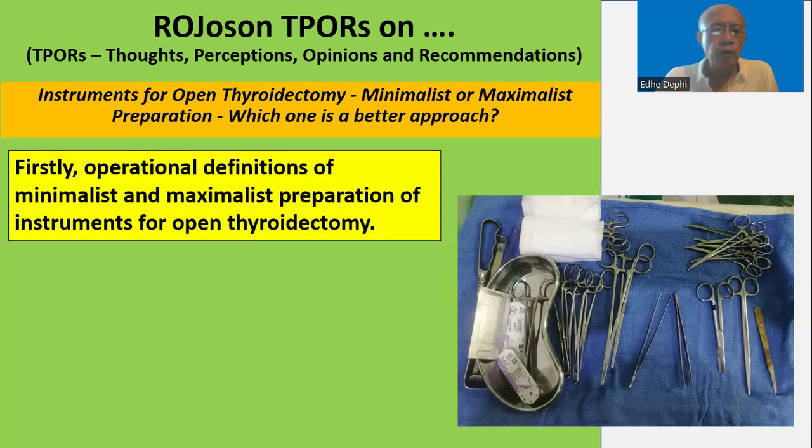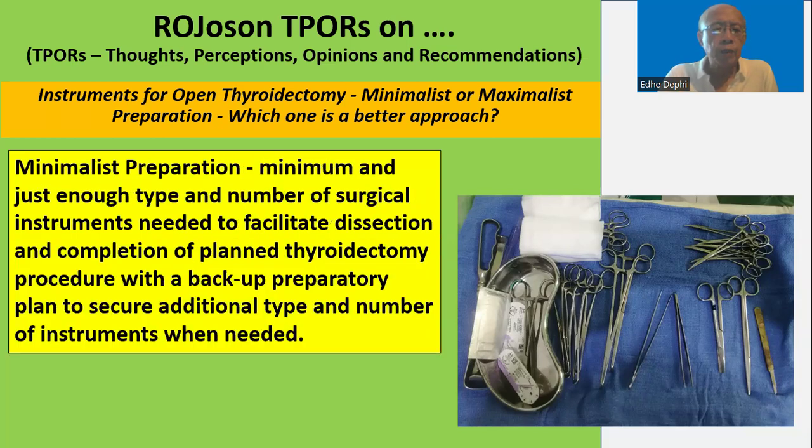Firstly, operational definitions of minimalist and maximalist preparation of instruments for open thyroidectomy. Minimalist preparation means the minimum and just enough type and number of surgical instruments needed to facilitate dissection and completion of the planned thyroidectomy procedure, with a backup preparatory plan to secure additional type and number of instruments when needed.